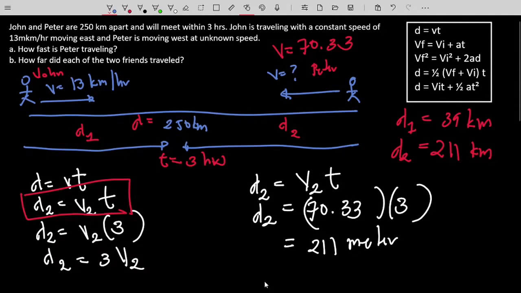Now again, for this example, John and Peter are going to meet up within 3 hours with a total displacement of 250 kilometers apart. John has a constant velocity of 13 kilometers per hour, and Peter has a constant velocity of 70.33 kilometers per hour. John has traveled 39 kilometers while Peter has traveled 211 kilometers. Now if you want to check if we actually have the right answer, we're just going to add these, and you should have the value of 250. So 39 plus 211 is equal to 250. So therefore, this should be our final answer. And that is how you do it. Thank you for watching.